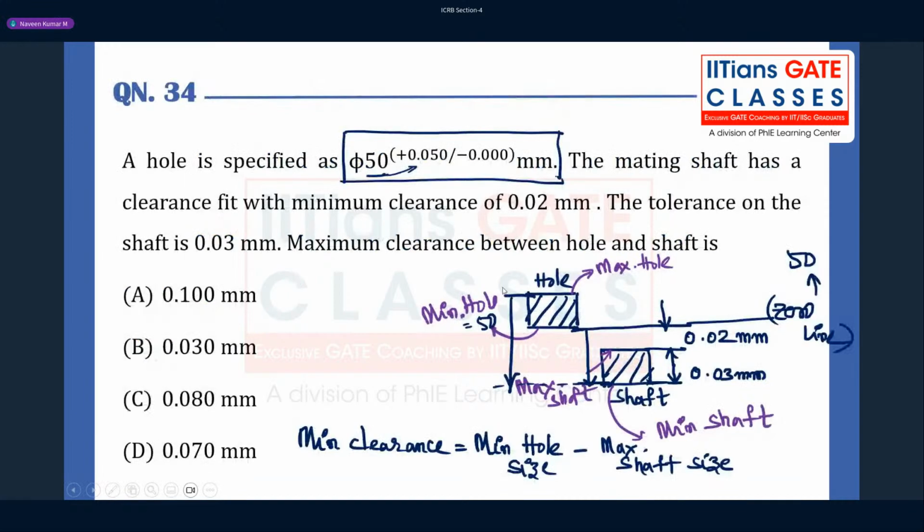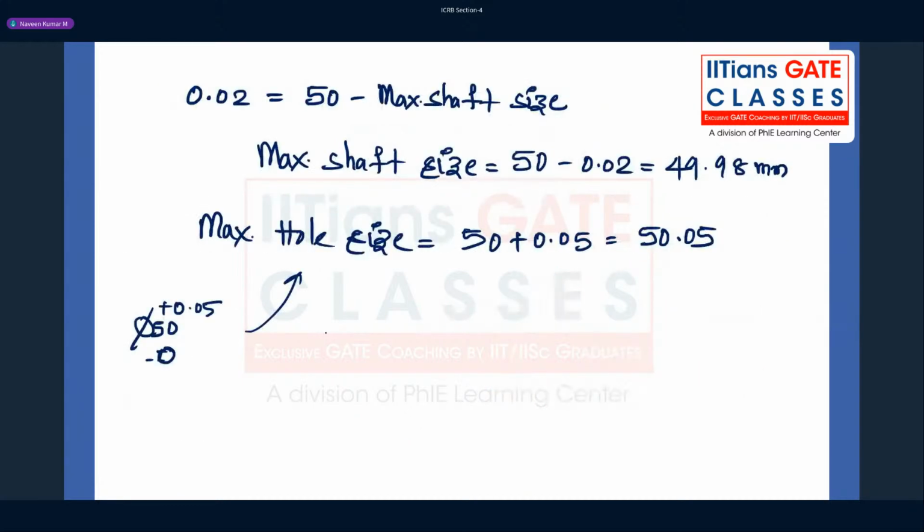Now they're asking the distance between this and this. That is the maximum clearance, because if you select a shaft with minimal shaft size and a maximum hole size, you'll get maximum clearance. So I can write maximum clearance is equal to maximum hole size minus minimum shaft size.